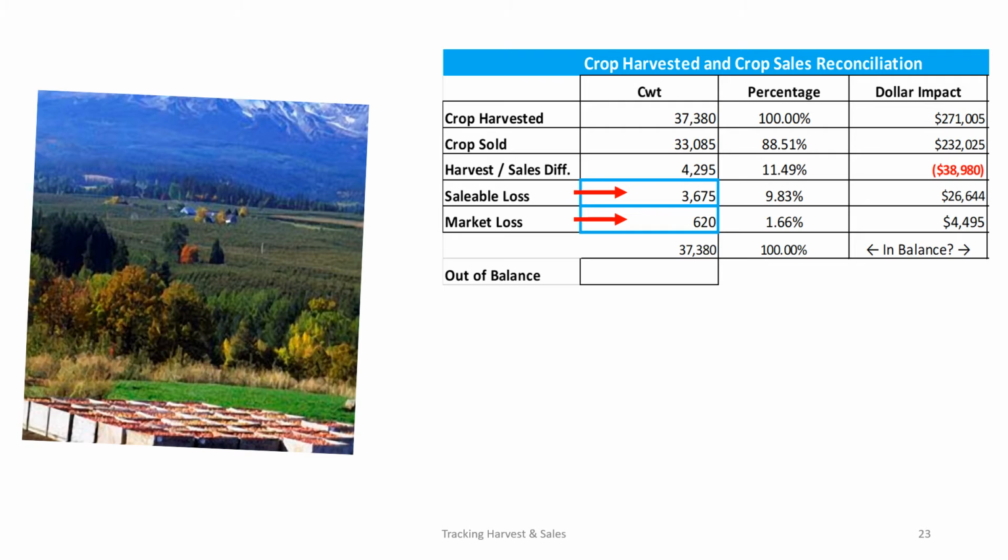The next step is to determine what caused the decrease in what was sold over what was harvested. In our sample, we show the saleable loss at 3,675 hundredweight. This loss was a result of storage shrink and product with defects and visual deficiencies that could not be sold. There was also a 620 hundredweight market loss. Market loss means there was product in good condition to sell, but no market. Given its perishable nature, it had to be dumped or donated.